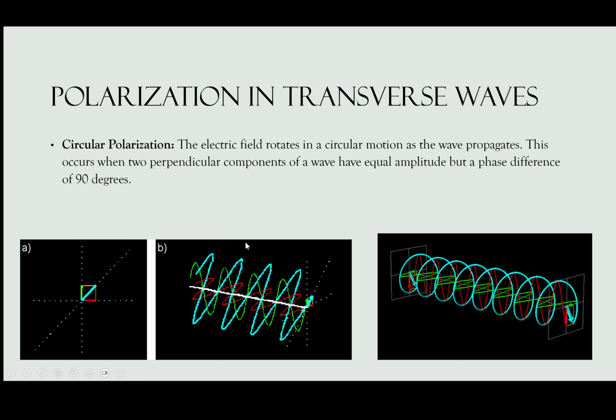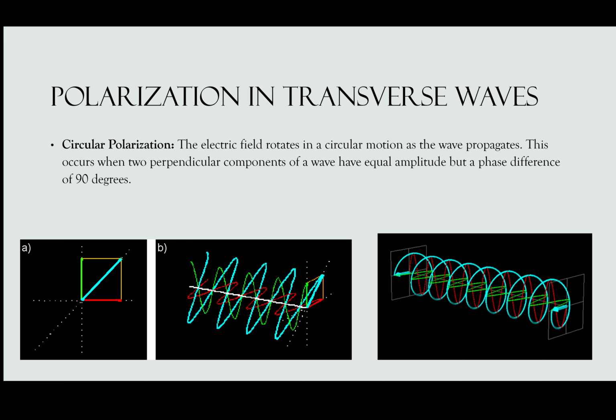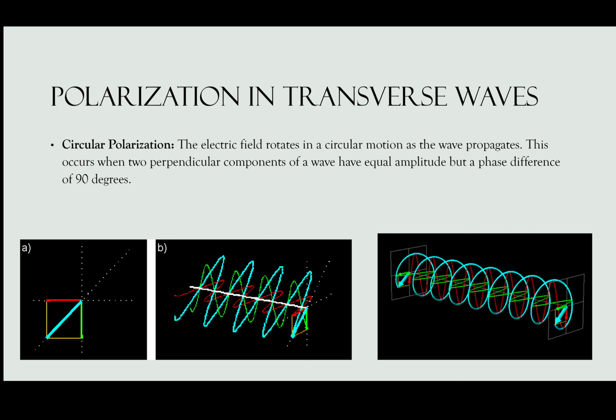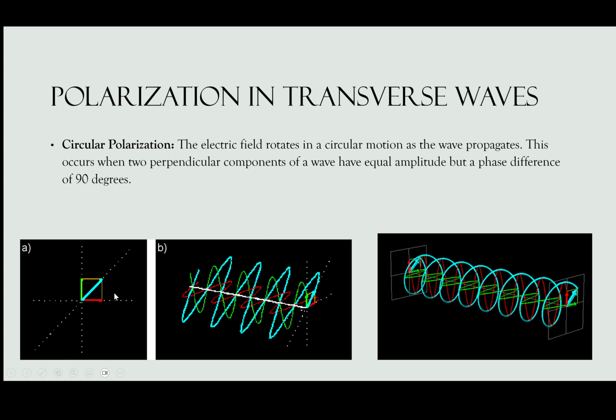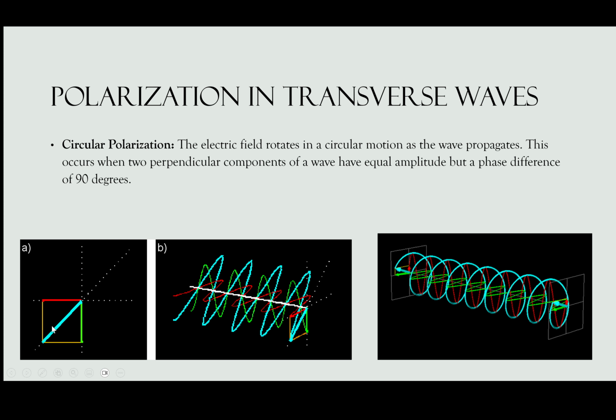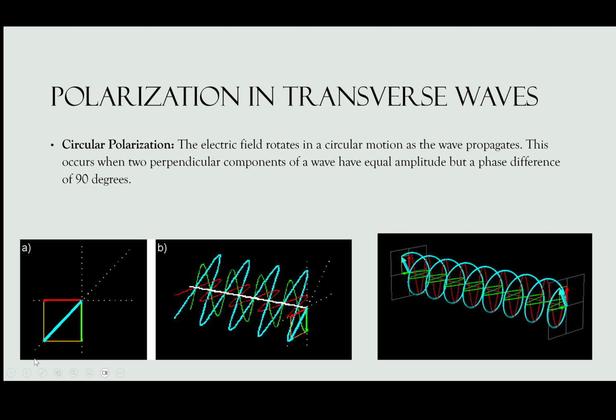The electric field rotates in a circular motion as the wave propagates. And this occurs when two perpendicular components of the wave have equal amplitude but a phase difference of 90 degrees. So we end up with this circular one now. The circular polarization here. So you have different types of polarization. So in A we see the 90 degrees as the waves move in the phase difference. And we're going to talk about phases a little bit later. Probably a little bit before, a little bit after the break. Right? So we have that circular motion now.